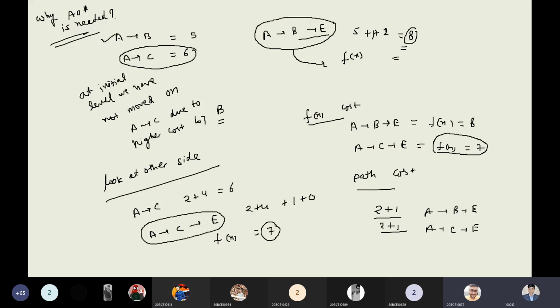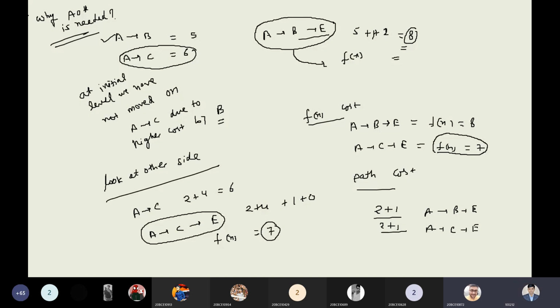Yes, sir, that is the reason. From the function cost we can see that the function cost of A to C is lesser than A to B, which was chosen by us. So why have we not used it? From this perspective, we have to use the AO star algorithm to look at the other side of the graph, or other paths as well.